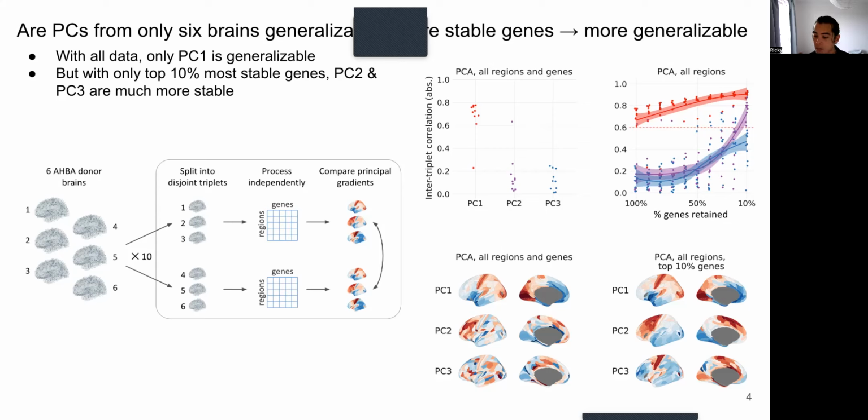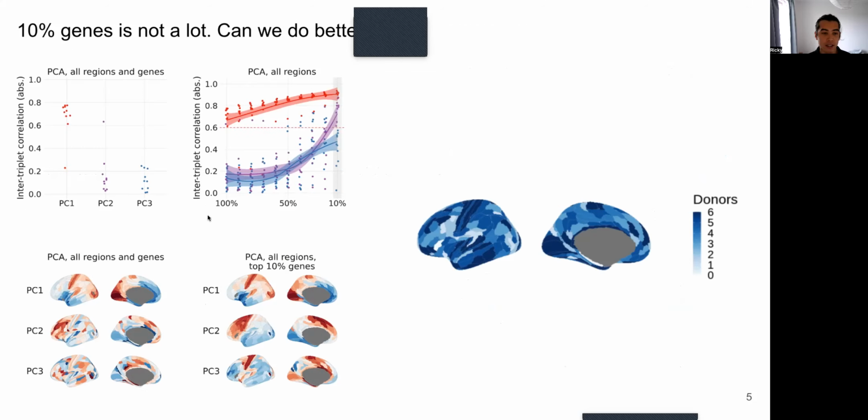But retaining only 10% of genes isn't a lot. I mean, that's about 1,500 genes, and you can't do enrichment analysis very easily on that. So can we do any better? Well, one idea, so here's the same two plots from before.